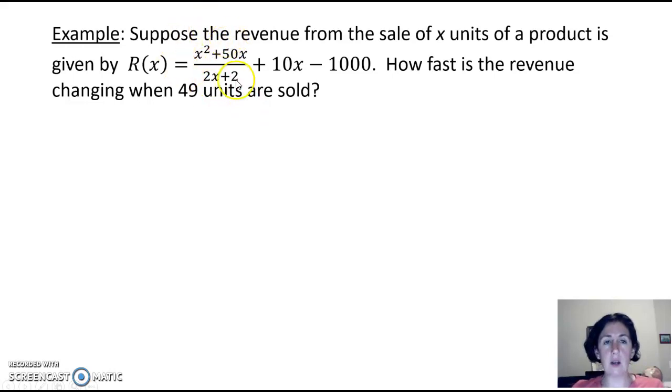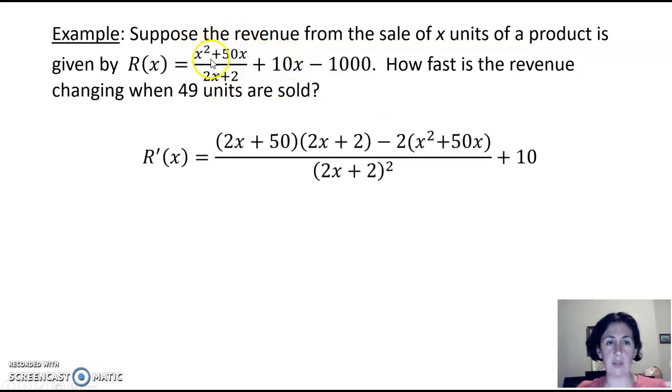Now, notice here, we can take the derivative of this first piece using the quotient rule. We can take the derivative of this and this, so this is also an application of the sum and difference rule. If you can take the derivative of each of the pieces, you can take the derivative of the whole. It just turns out that for this first piece we will have to use the quotient rule. So we'll do the derivative of the top times the bottom, minus the derivative of the bottom times the top, all over the bottom squared, plus the derivative of 10x is 10, and the derivative of 1,000 is 0.